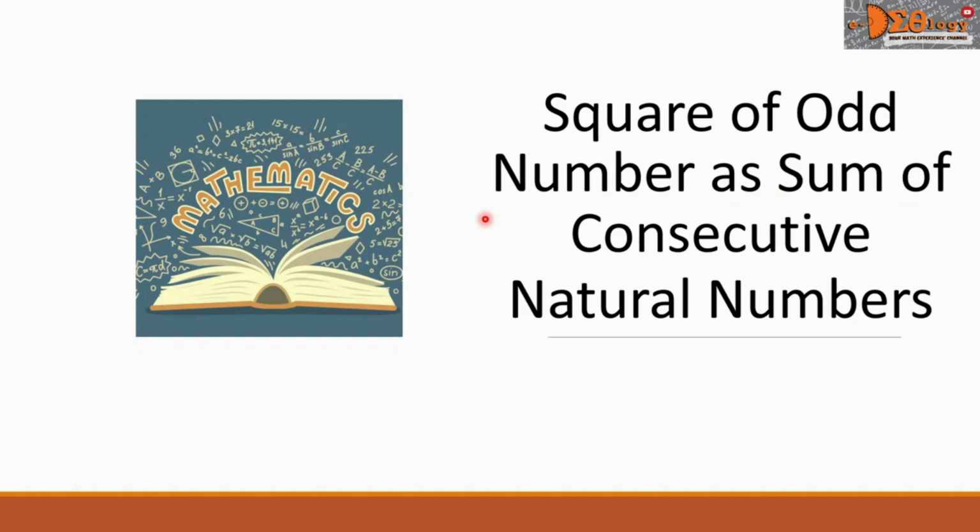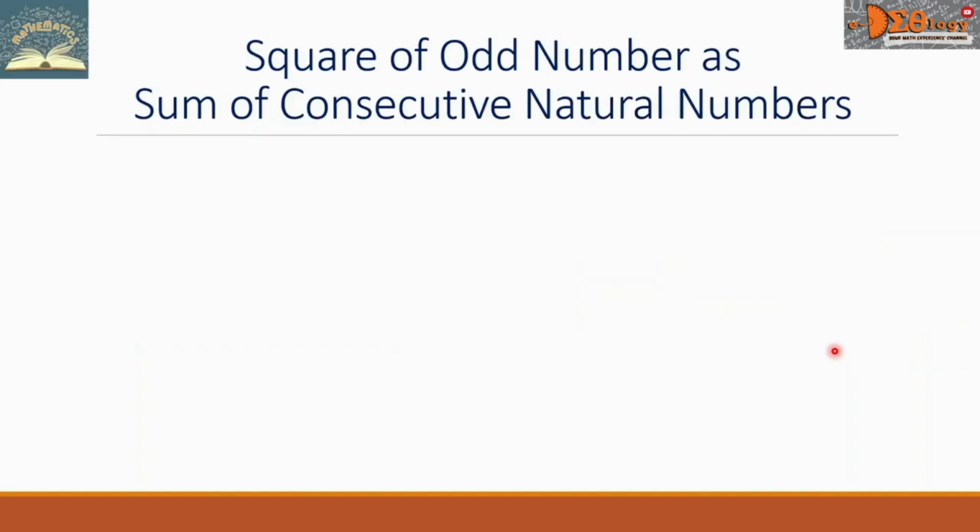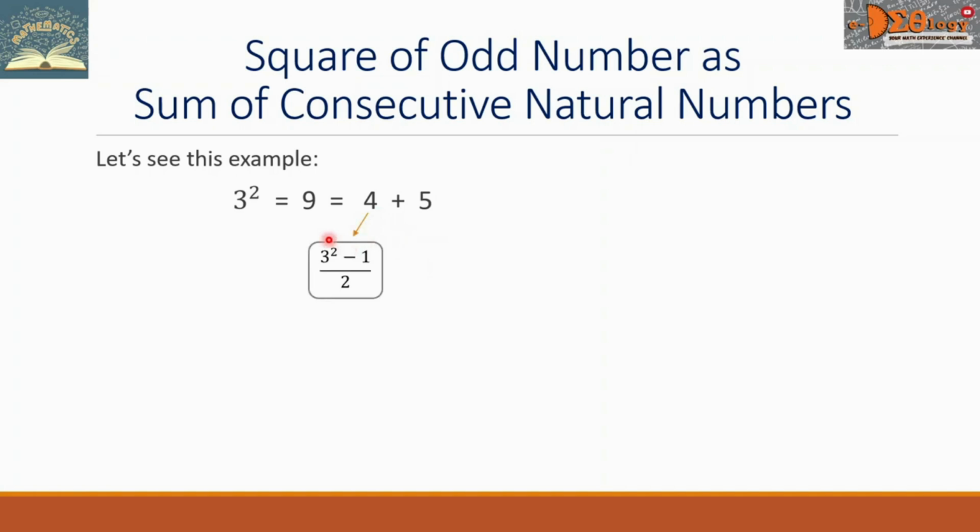Hi everyone. Today we're going to study square of odd number as sum of consecutive natural numbers. Let's see this example. Suppose we have number 3 and we square this. The answer is 9. And this 9 we can represent as 4 plus 5. Note that this number 4 is the same as (3 square minus 1) all over 2, while the number 5 is (3 square plus 1) all over 2.